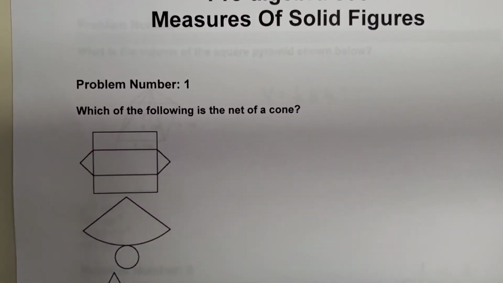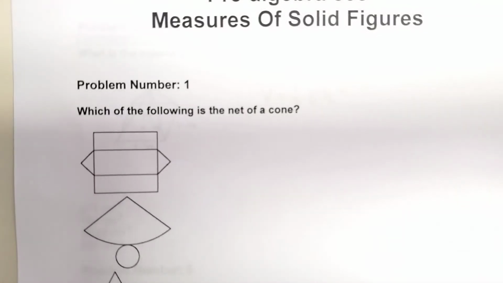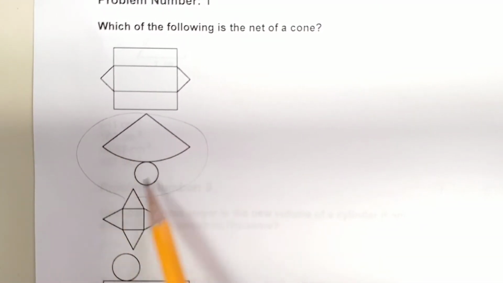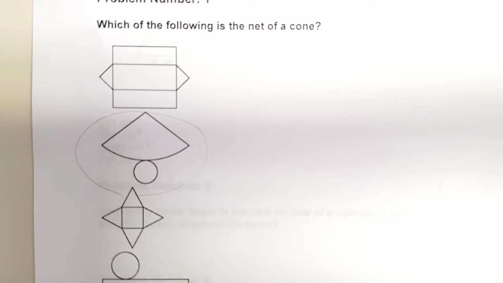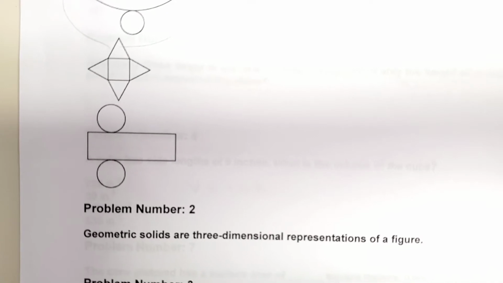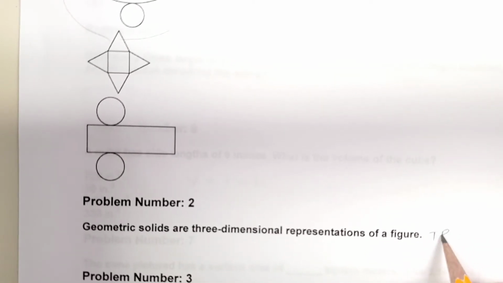All right, starting with problem number 1. Which of the following is the net of a cone? This one's pretty simple. We'll choose the circle with the wedge. That's the net of a cone. Problem number 2. Geometric solids are three-dimensional representations of a figure. True, they are.